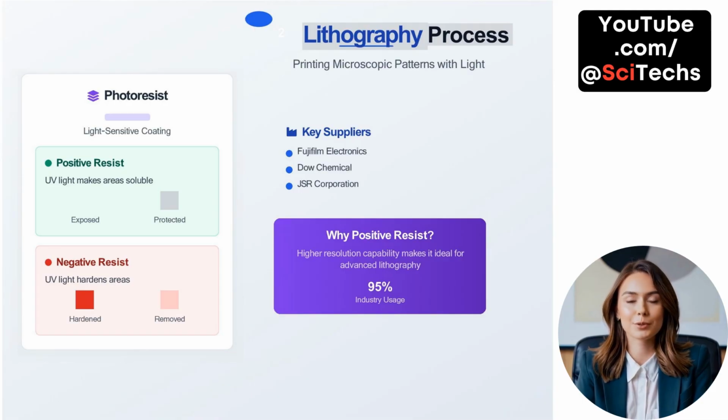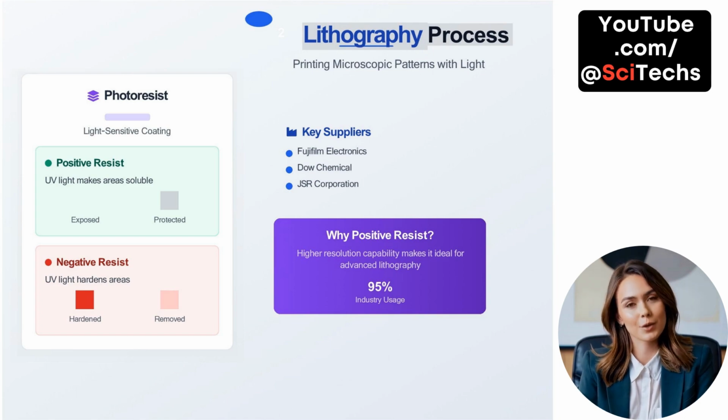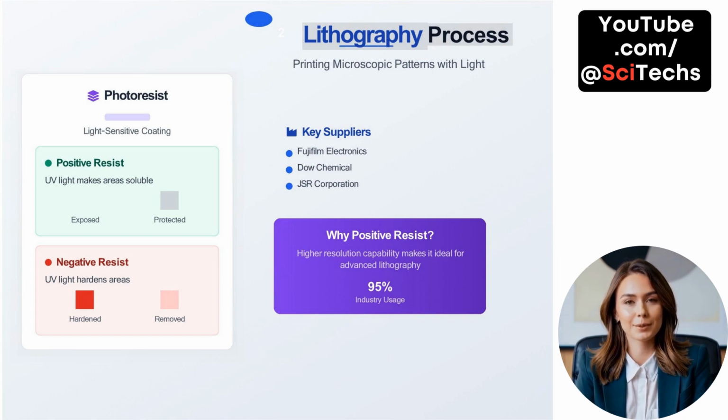Positive resist is preferred in the industry, used in 95% of applications, because it enables higher resolution patterning, essential for advanced lithography. Major suppliers of photoresist include Fujifilm Electronics, Dow Chemical, and JSR Corporation. These companies play a key role in supporting precision manufacturing across the semiconductor industry.